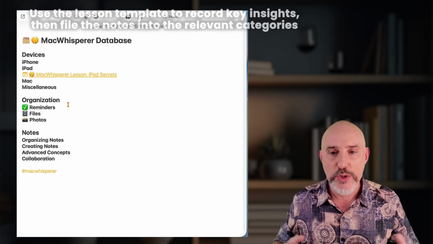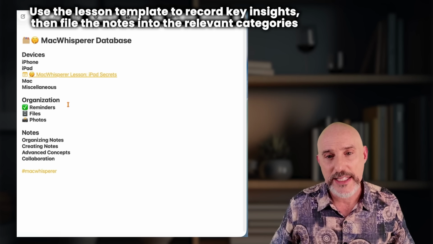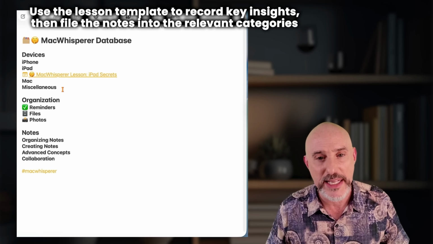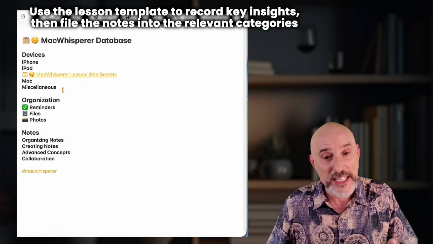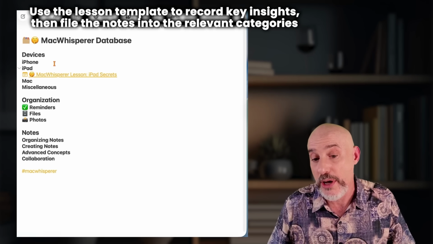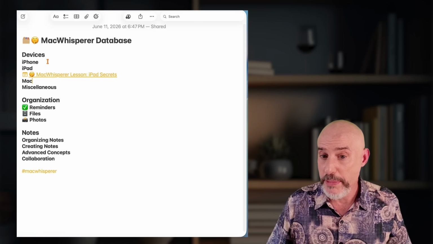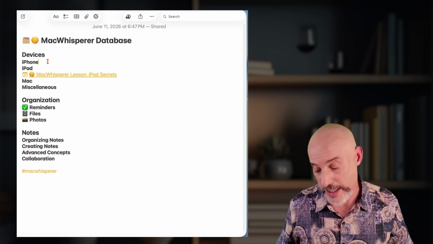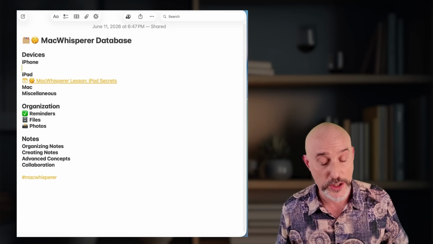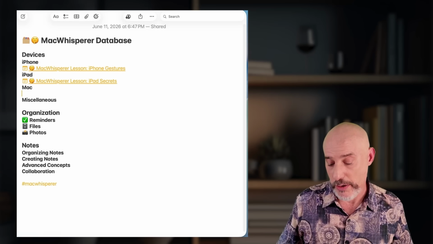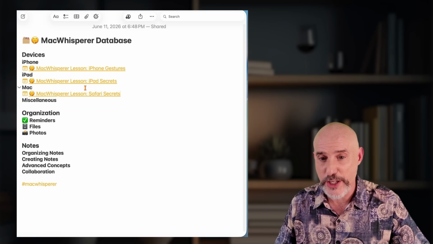Now, as you watch more videos, use the lesson templates to jot down all the amazing info and then add those lesson notes to the categories where they belong, just like this. So maybe you watch an iPhone video next and place it right in the iPhone section. Or you watch a Mac video and pop it right down into this section.